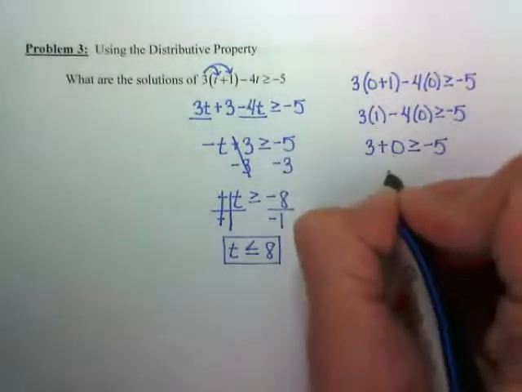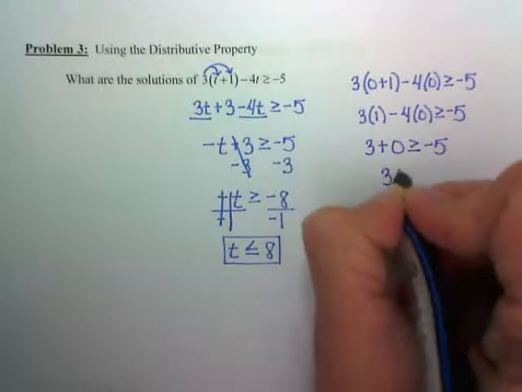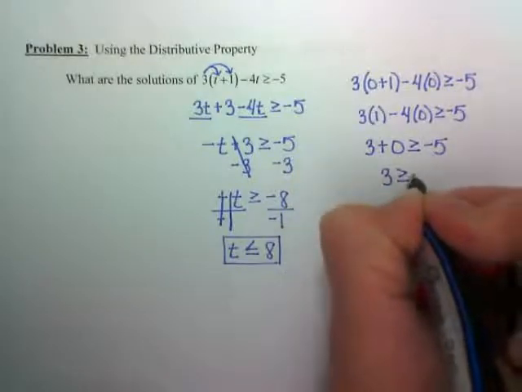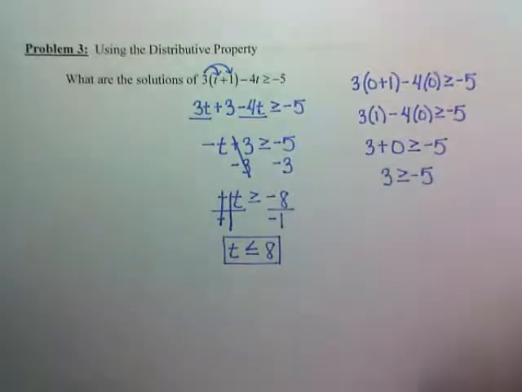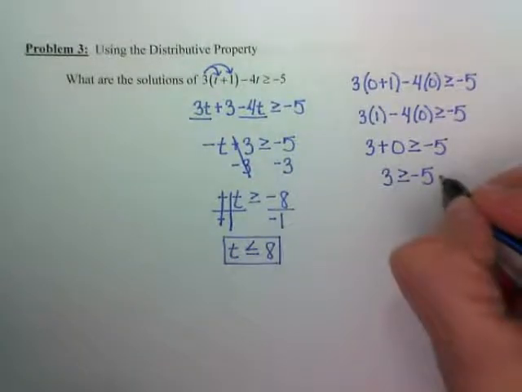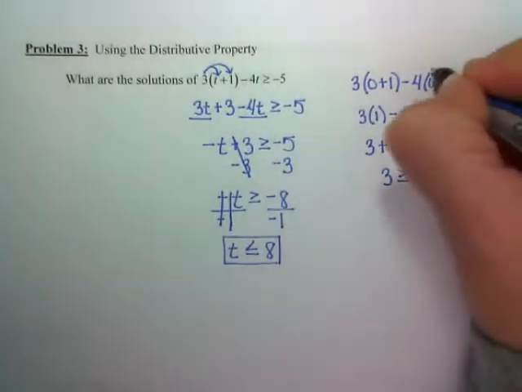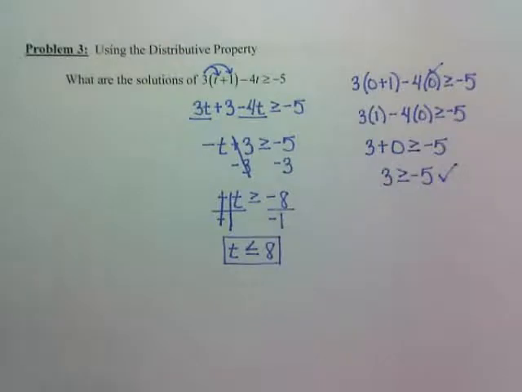And then finally, 3 plus 0 is 3. Greater than or equal to negative 5. True or false? And 3 is indeed greater than negative 5. So that means 0 works when you plug it in for t, which means our inequality is correct.